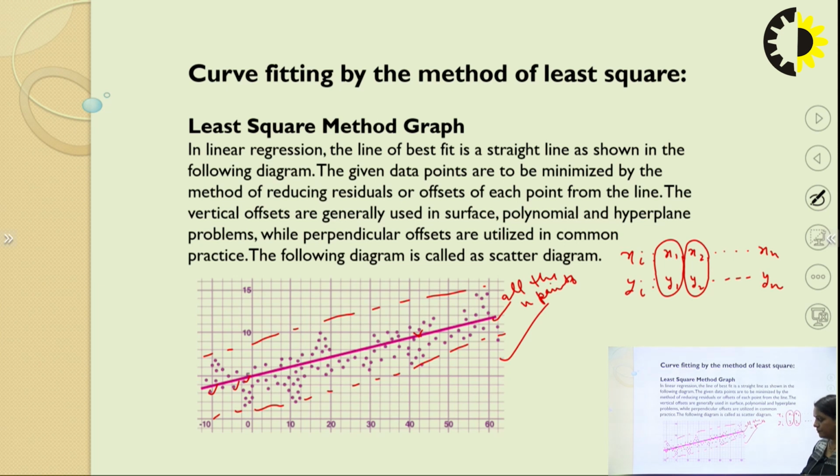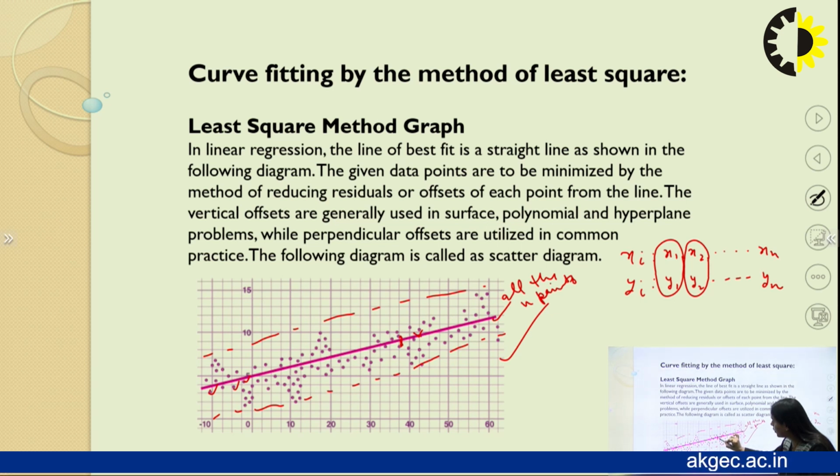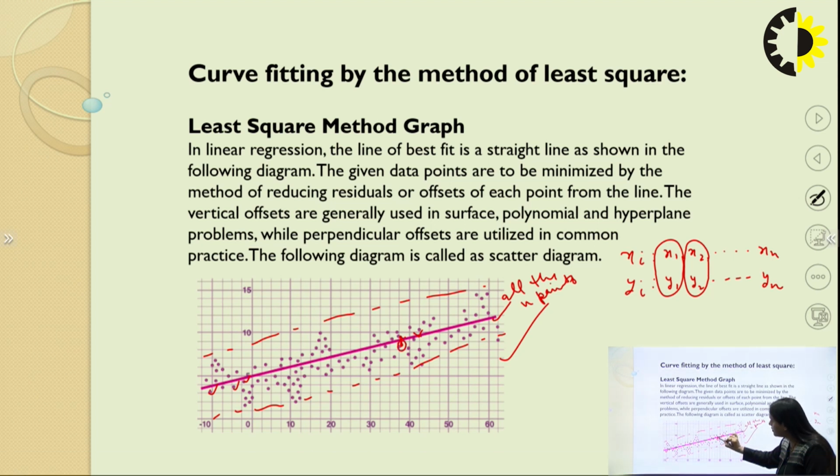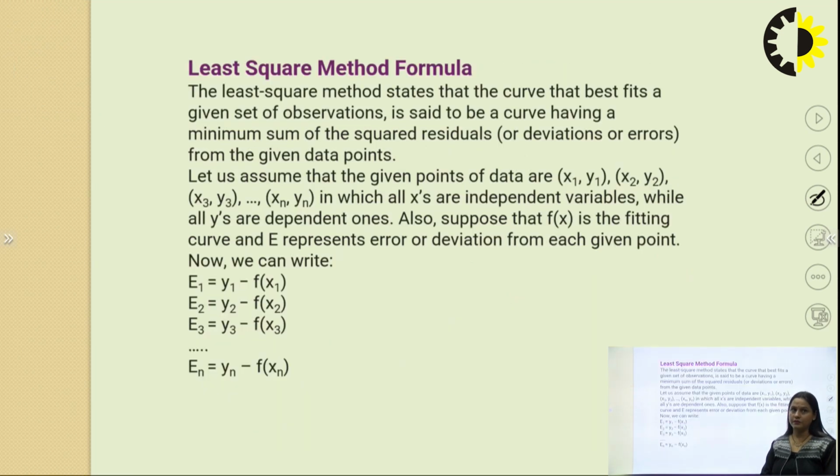For that, we take the distance of each point from the line. So, we get the distance of all points from the line, and what do we want to do? We want to minimize this distance from the line so that it can be said to be the best fit. Let's see how we do that.